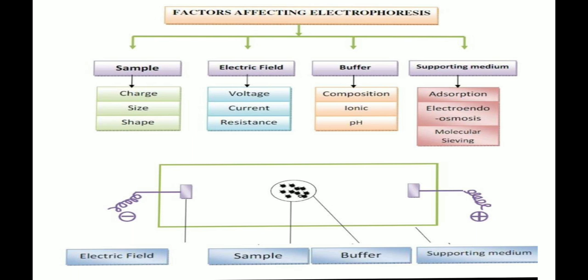Then the electric field: in that you can see the voltage can also affect the electrophoresis process, then current and resistance. Then the next factor is buffer. In buffer, the things that can affect are the composition of the buffer, then ionic strength, and the pH of the buffer, which is also very important. Then the last one is the supporting medium: adsorption, electroendosmosis and molecular sieving. So these are the factors that can affect the electrophoresis process.